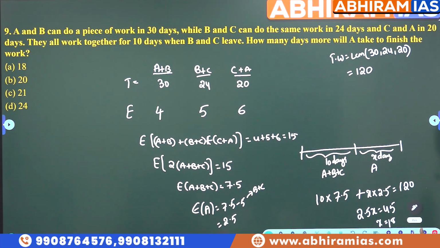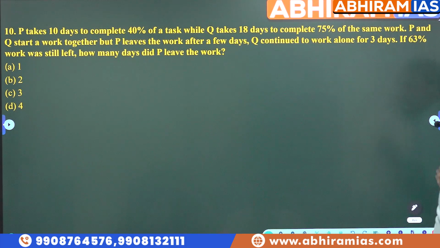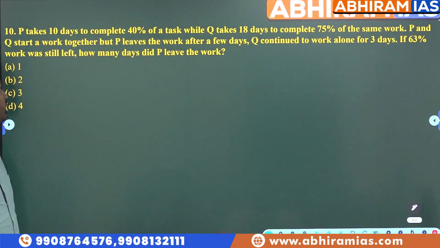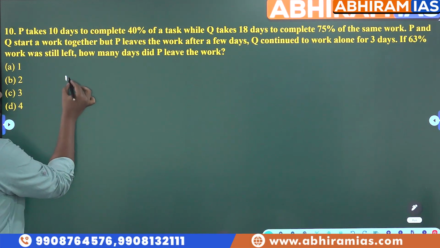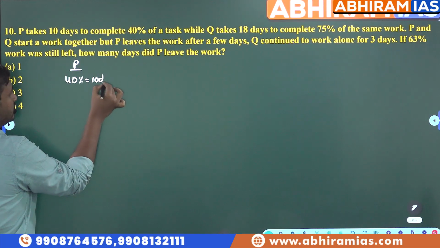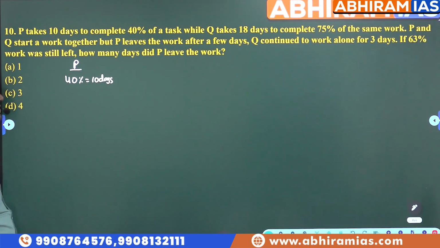Right? We will go see the next one. Now one more question. P takes 10 days to complete 40% of a task. అంటే 40%, 10 days. అంతే కదా మనకి ఇచ్చింది. 40% 10 days. 40% అంటే ఫ్రాక్షన్ ఏందండి? 2/5. 40/100 చేస్తే మనకి ఏమవుతుంది? 2/5.